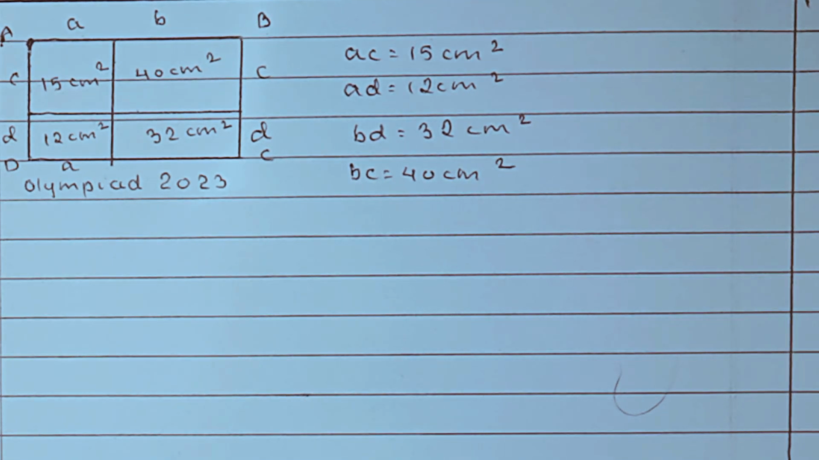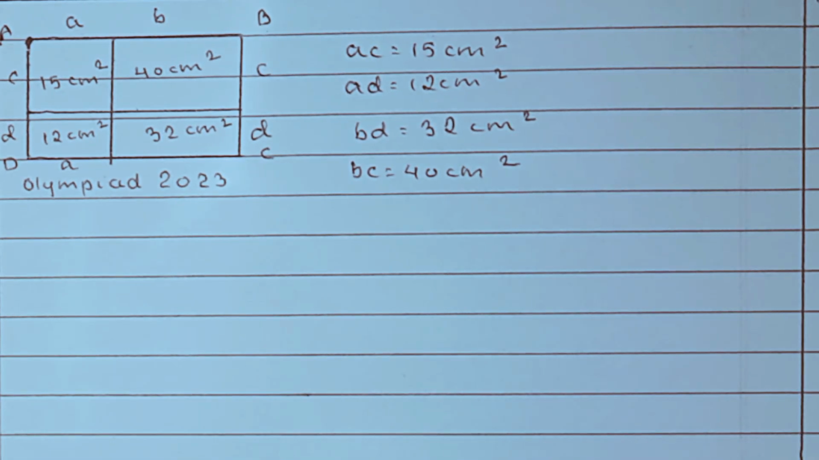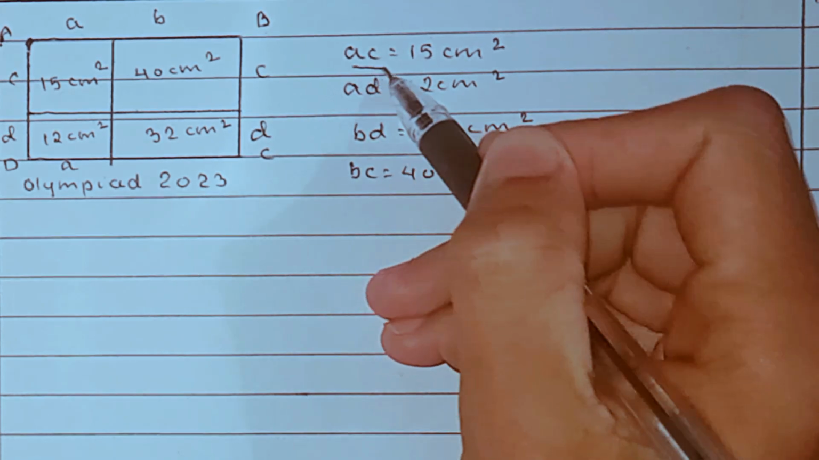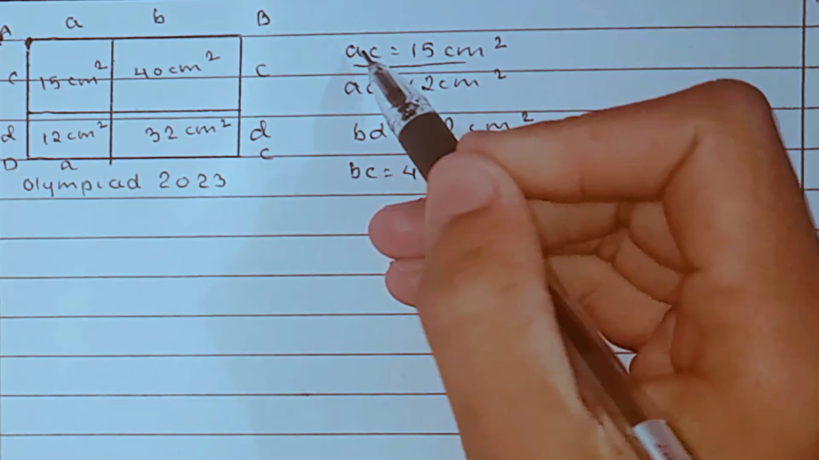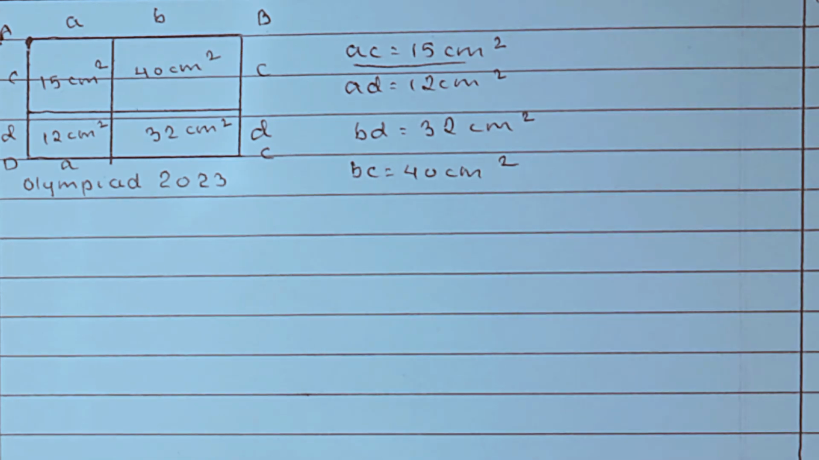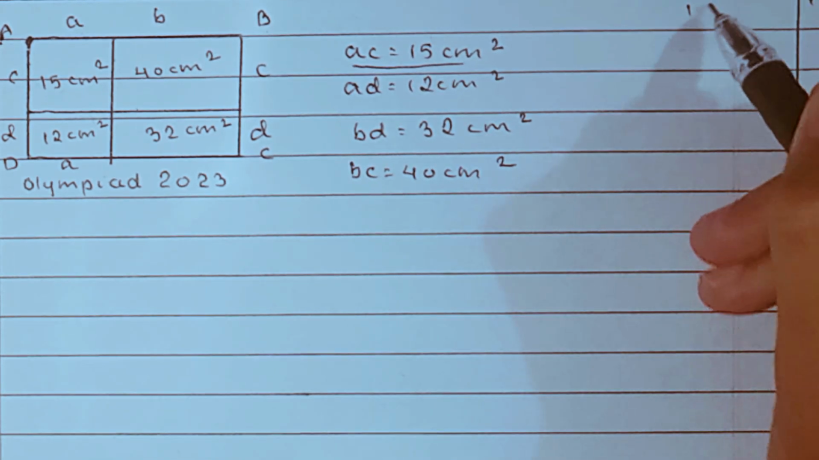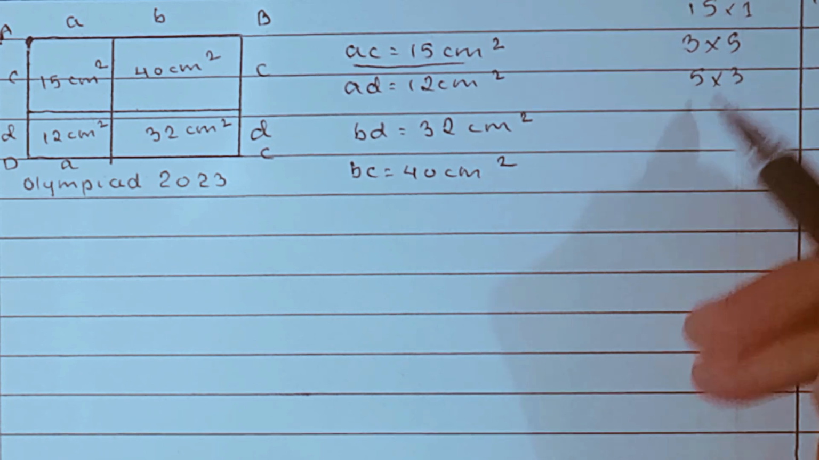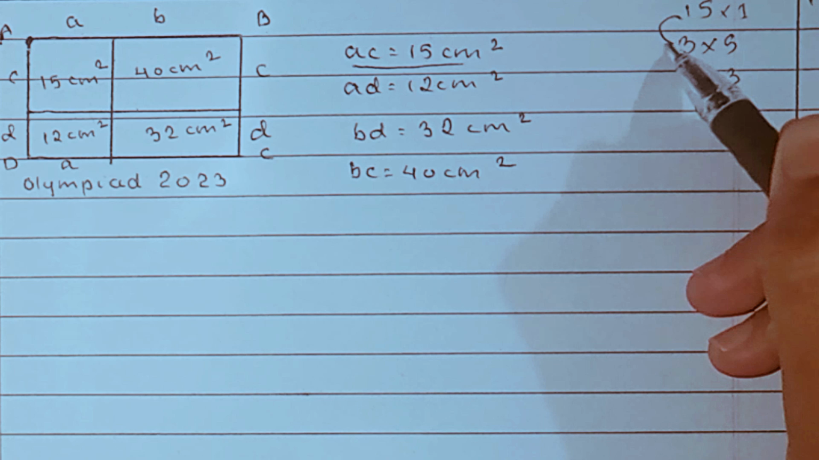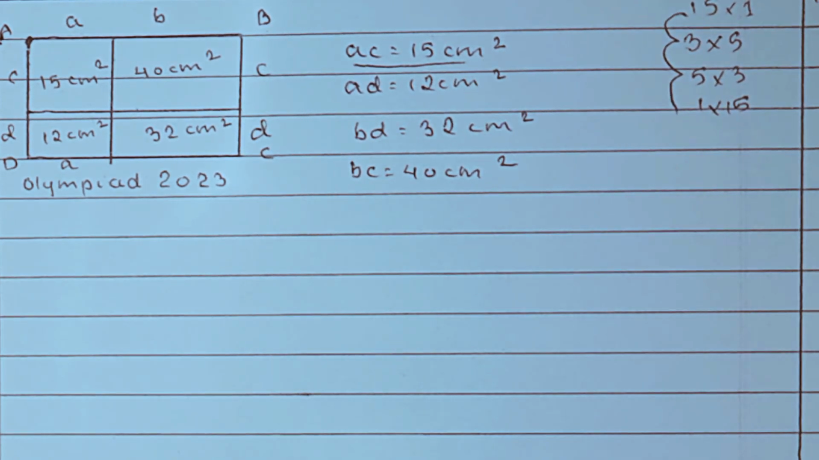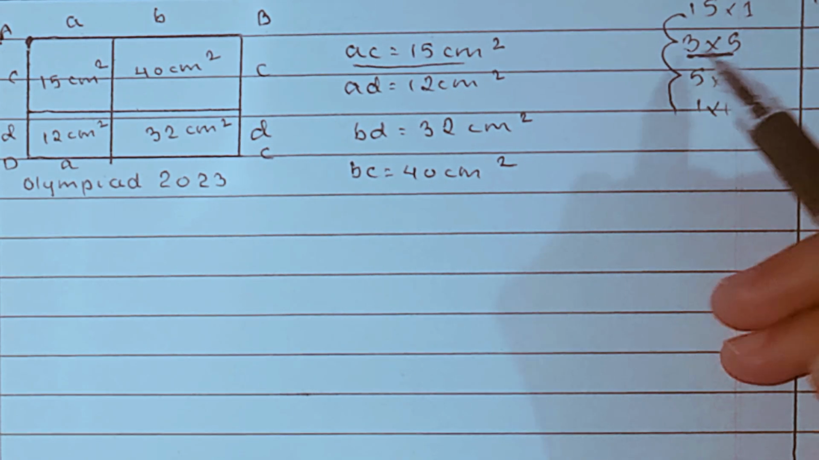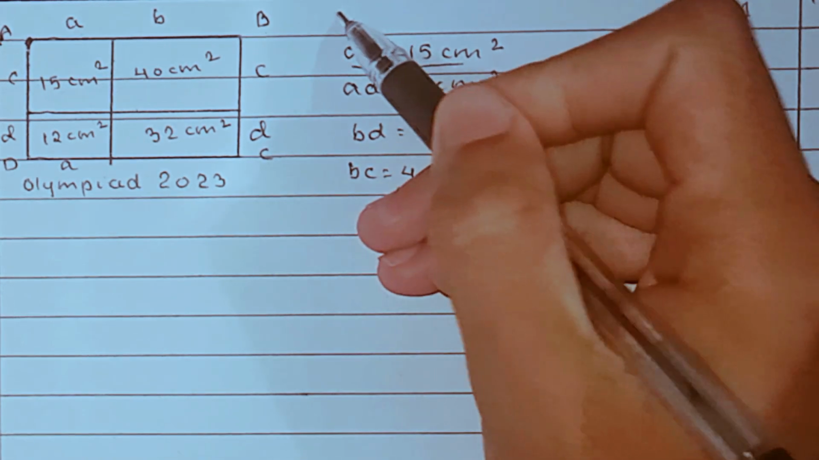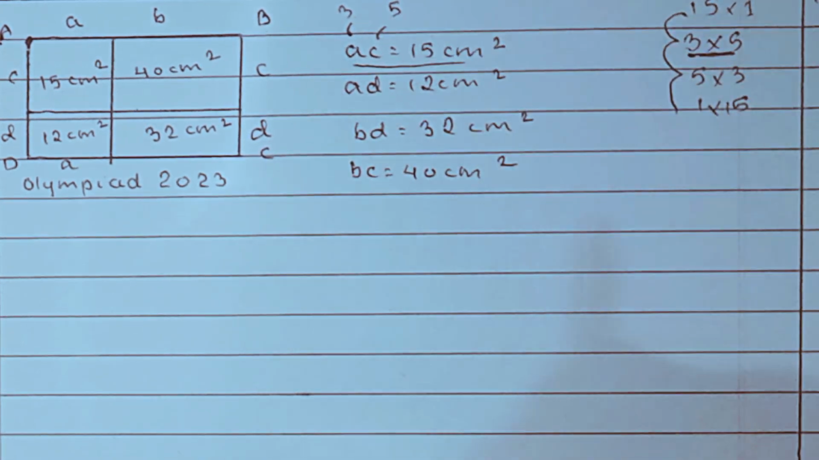Now we will try to solve these equations. So let's begin. We will be using the hit and trial method. First look at the equation AC equals 15 cm square. How can we get 15? We can get 15 as 15 into 1, or 3 into 5, or 5 into 3, or simply 1 into 15. So these are the 4 possible outcomes for 15 cm square. Now let's use the second outcome, 3 into 5. So the value of A is 3 and the value of C is 5 for the first case.